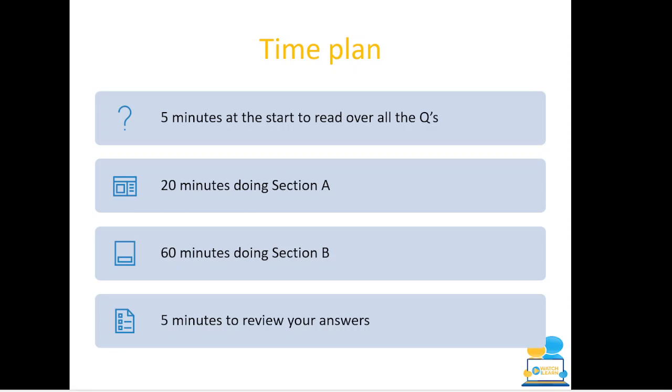So the time plan: there are 5 minutes at the start to read over all of your questions and to put your exam number onto the front page, and make sure to write down your date of birth correctly as well. But it's super important that your exam number is correct, because that has to match the same exam number at which you would have sat your cooking exam. So 20 minutes doing section A, 60 minutes doing section B, and then that gives you 5 minutes at the end to go over your answers and review them.